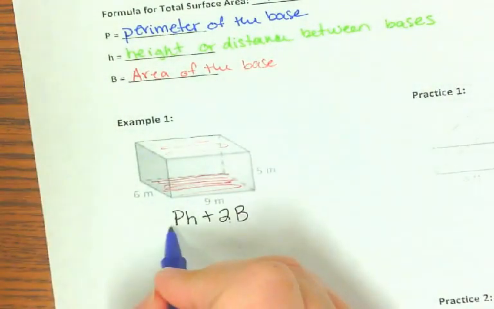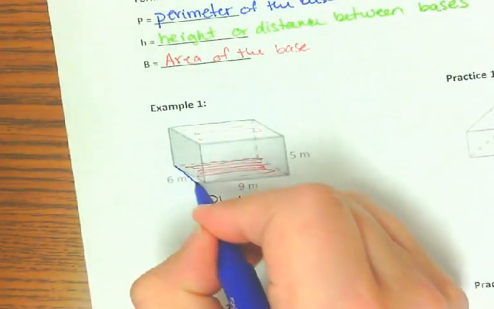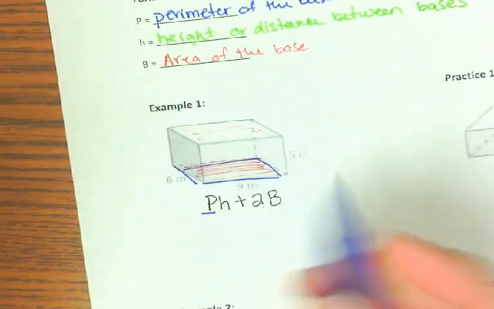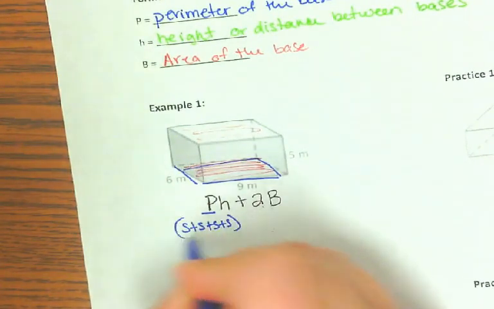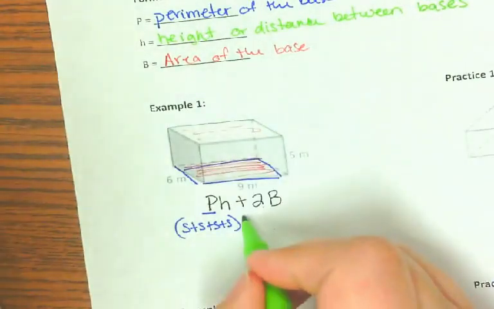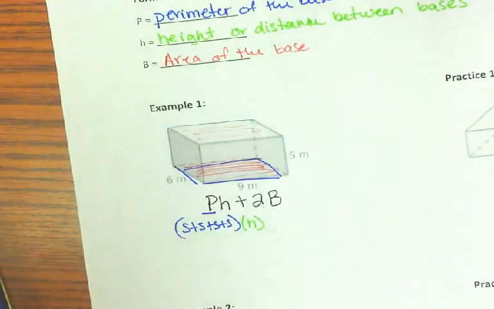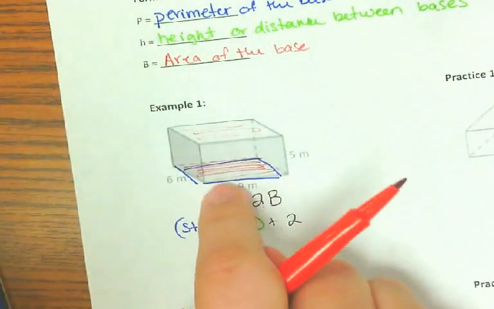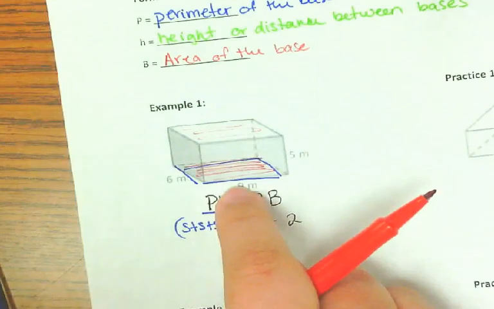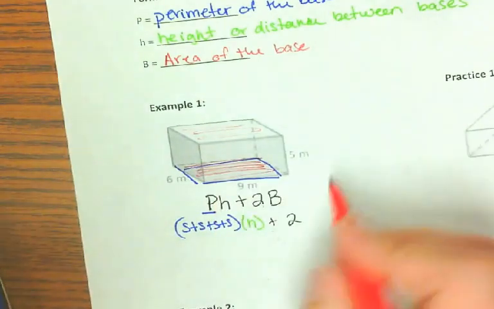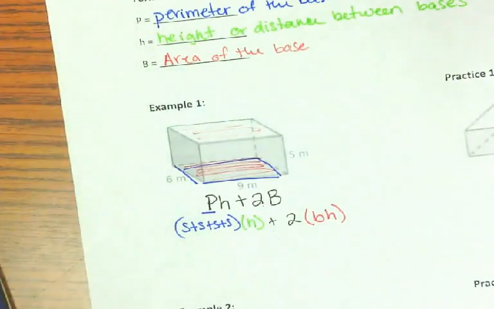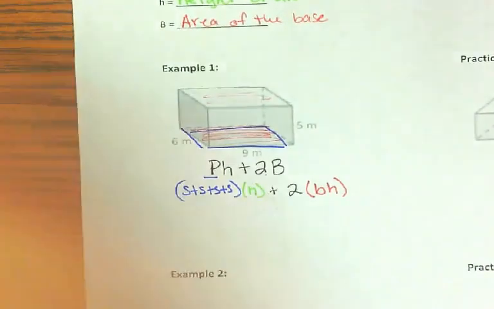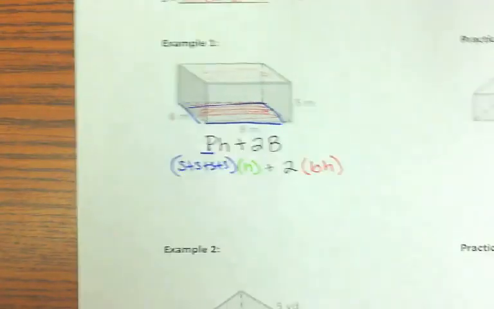For our perimeter, it's going to be this side plus this side plus this side plus this side, so side plus side plus side plus side, times our height, or our distance between our bases, plus 2 times the area of our base. Our base is the shape of a rectangle, so I need to find the area of a rectangle, and I find the area of a rectangle as base times height. Now that I know what I'm looking for, let's go ahead and plug in our numbers.